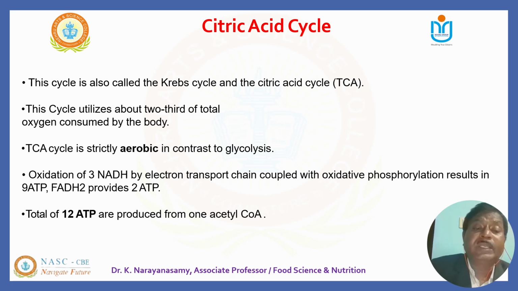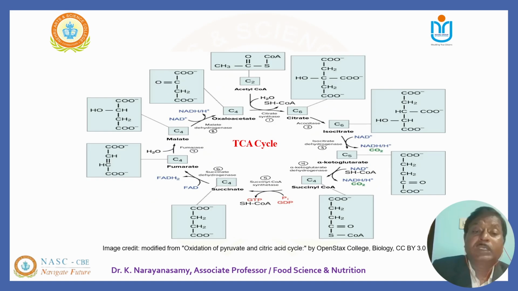Oxidation of 3 NADH by electron transport chain coupled with oxidative phosphorylation results in 9 ATP. FADH2 provides 2 ATP. Total of 12 ATP molecules are produced from one acetyl-CoA. And this is the entire pathway, the TCA cycle. You can see that we'll start from here.